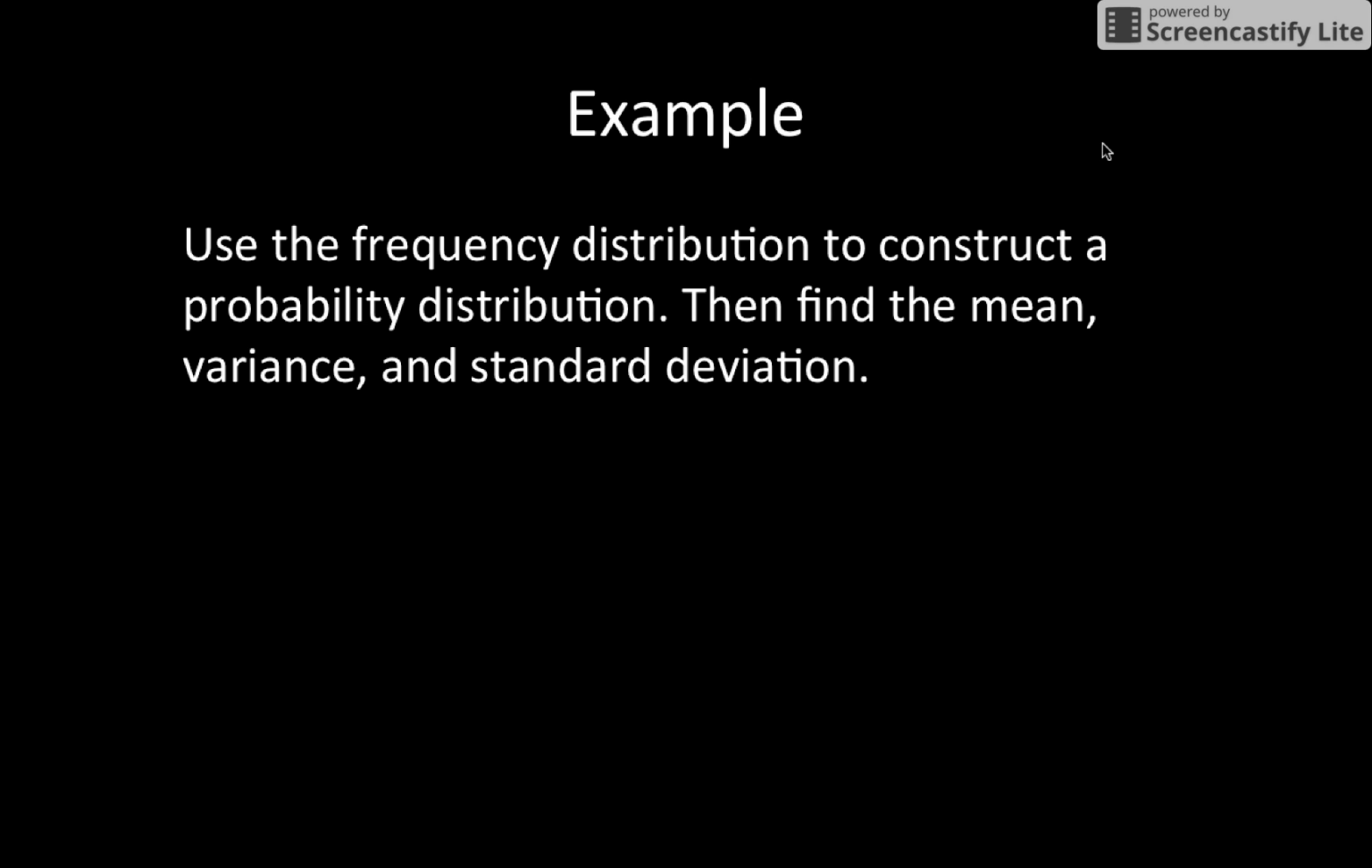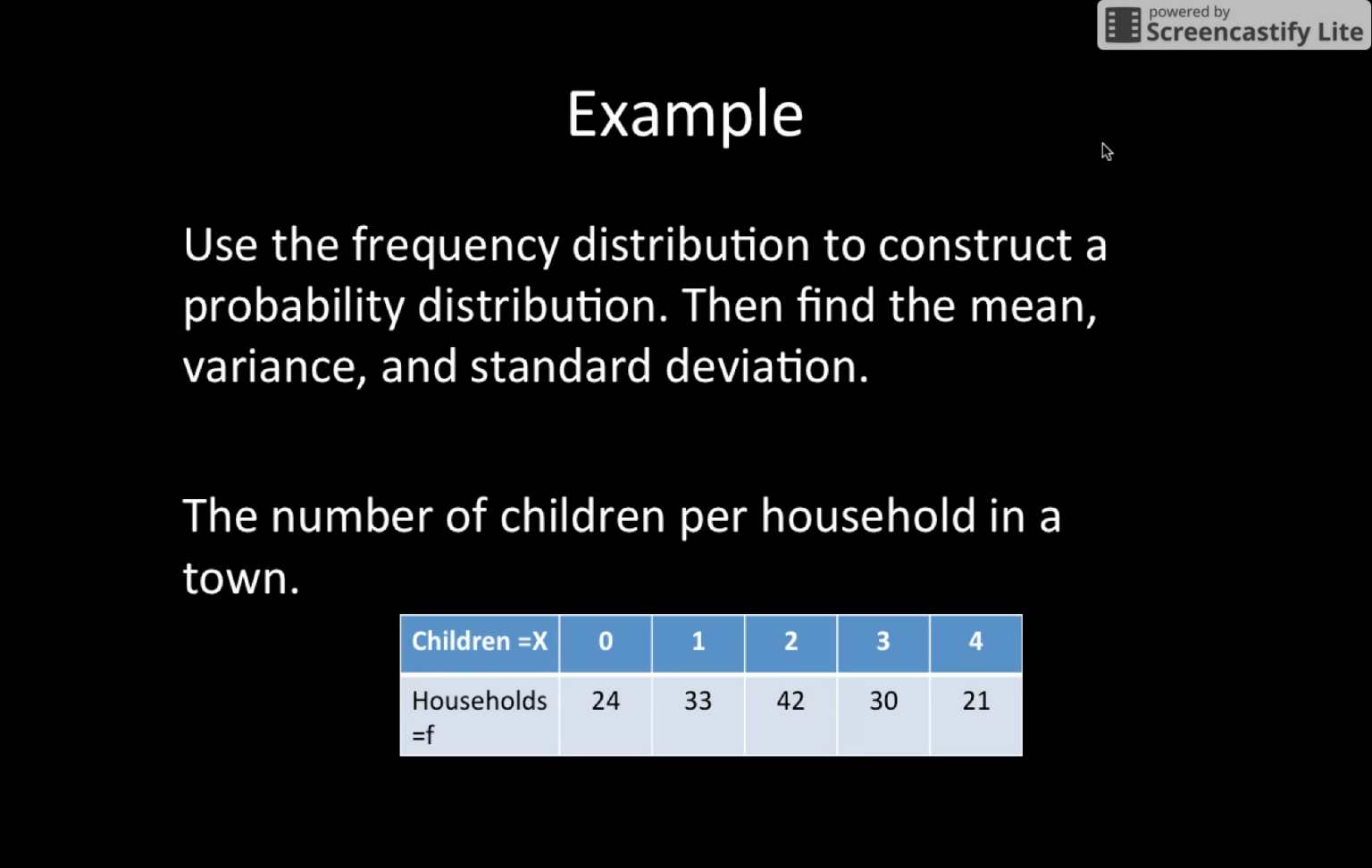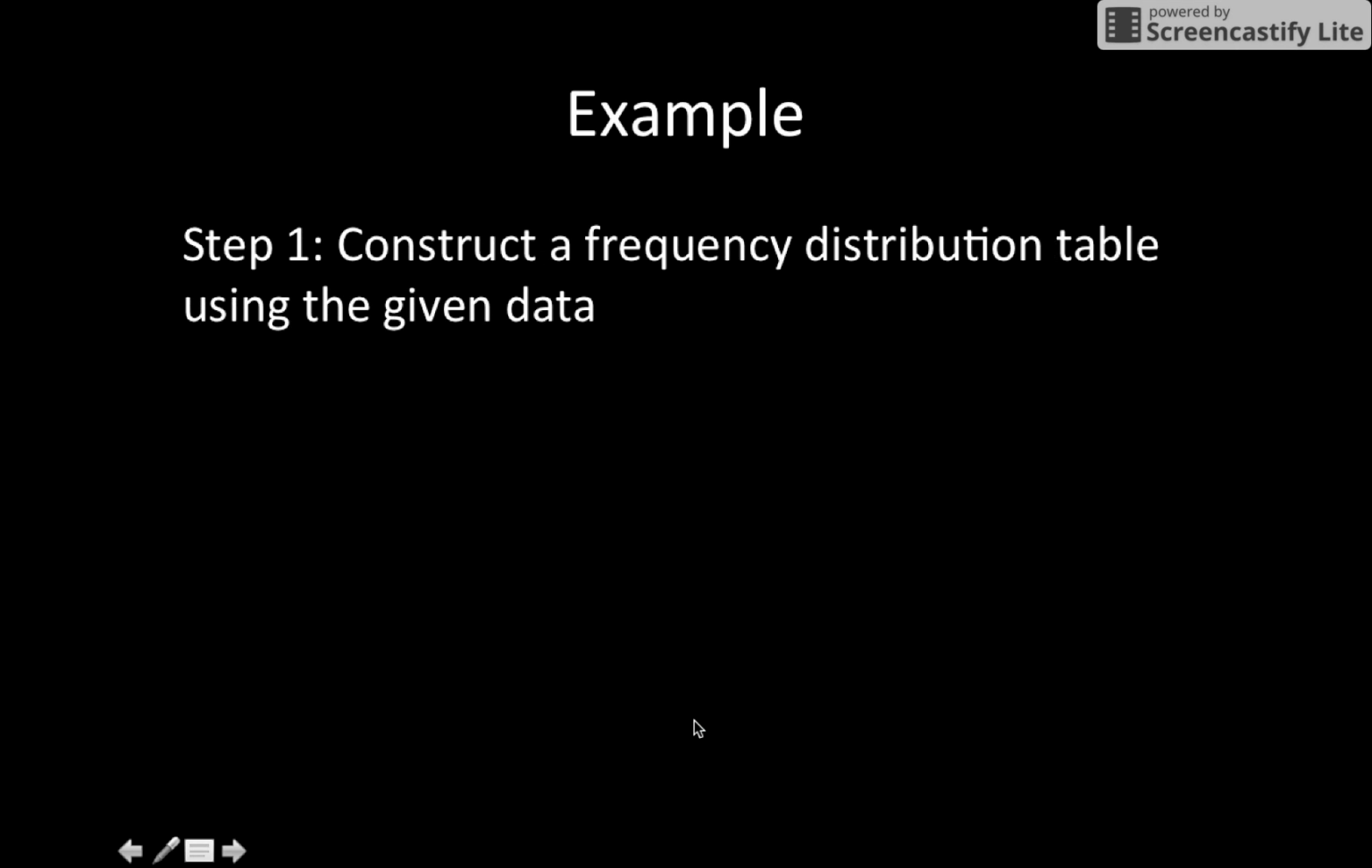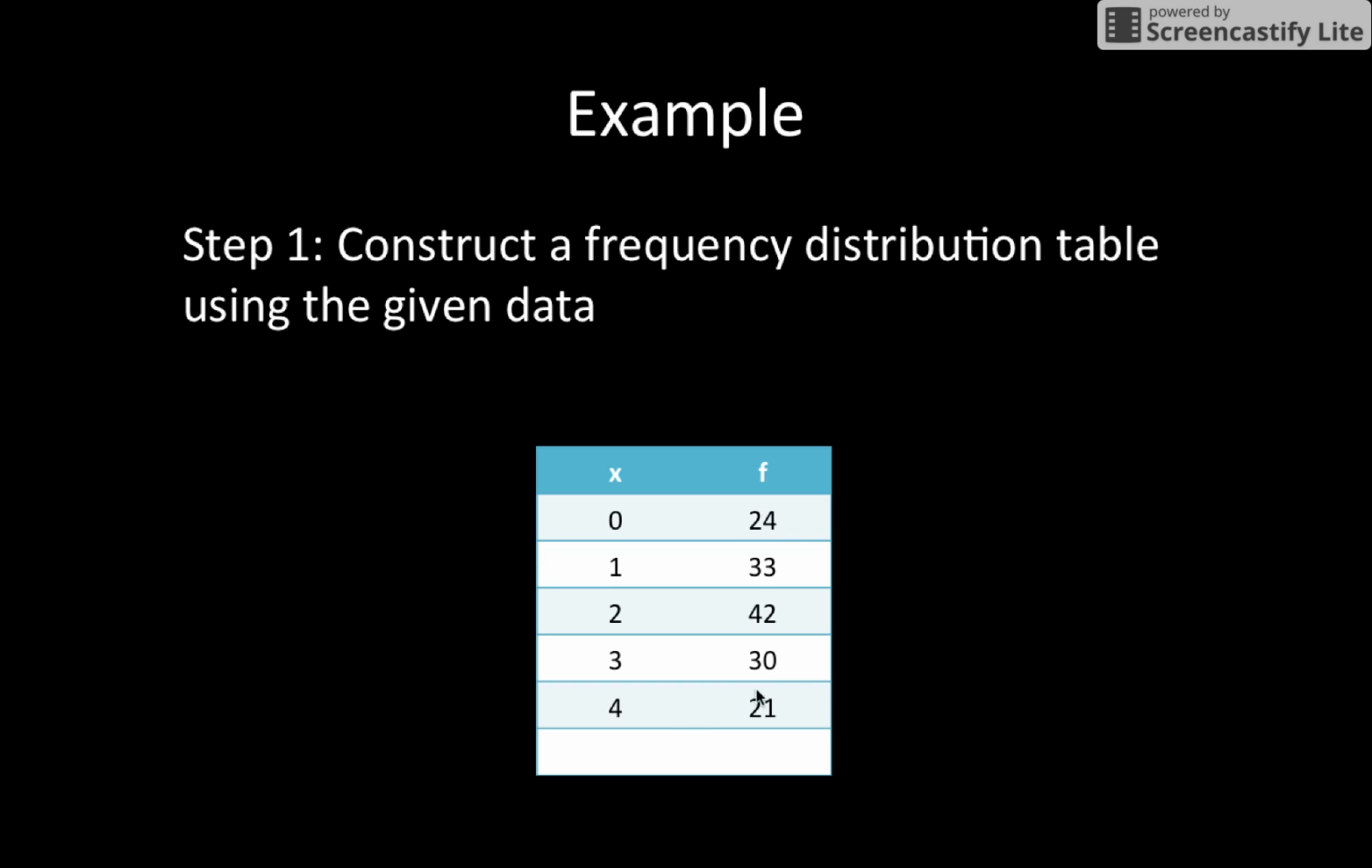So now I'm going to do a very long example, and that is to use a frequency distribution to construct a probability distribution and find the mean, variance, and standard deviation. I'm going to be looking at the number of children per household in a town. So your children equal your x, and your households are your frequency. First, you want to construct a frequency distribution table by using the given data. This is basically just making a chart out of it. So you have your x, and then you have your frequency, so your children and your households.